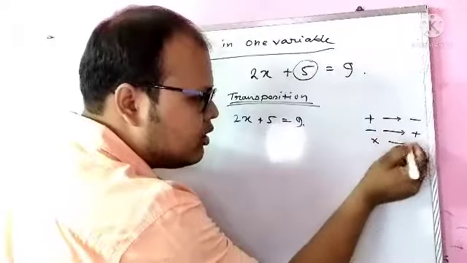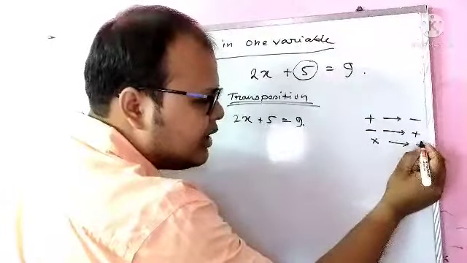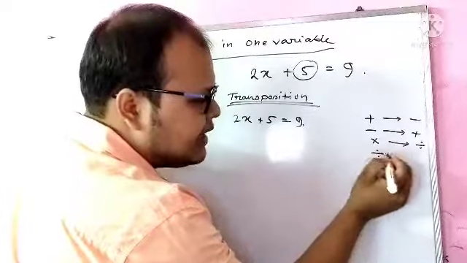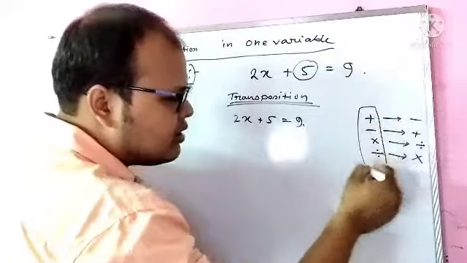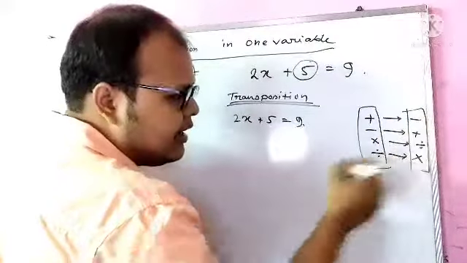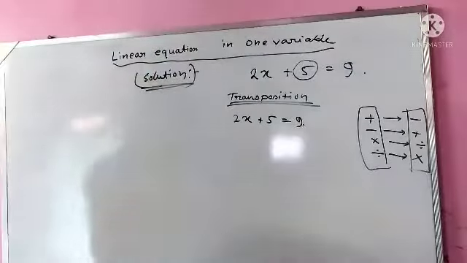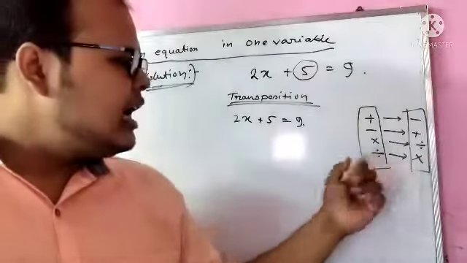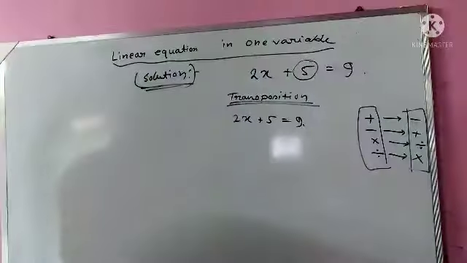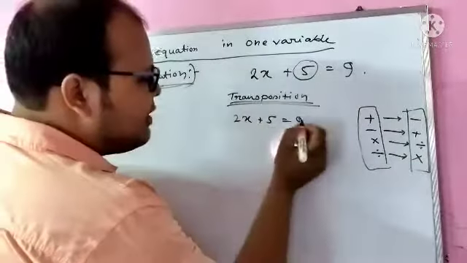If it is multiplication, it will convert to division, and division will convert to multiplication. Okay, these are the transposition operations. Plus will convert to minus, minus will convert to plus, multiplication will convert to division, and division will convert to multiplication. So 2x plus 5 equals 9.